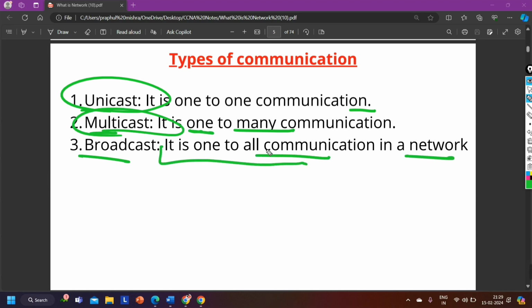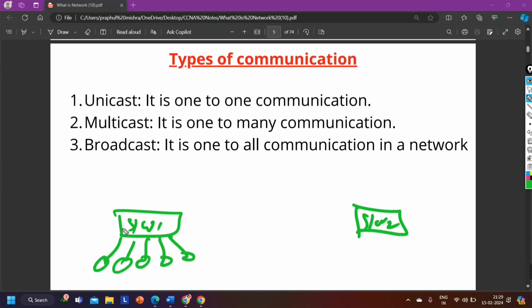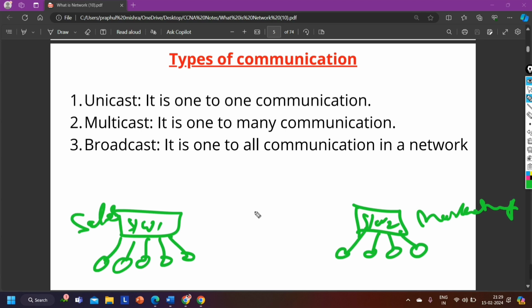You cannot just say it is one-to-all. It is one-to-all in a network. Let's say I have a network like this. I have one switch here. I have another switch here, switch 2. Let's say this is the sales department. There are some computers. And this is the marketing department. There are again some users. Now we need to connect these two networks together.